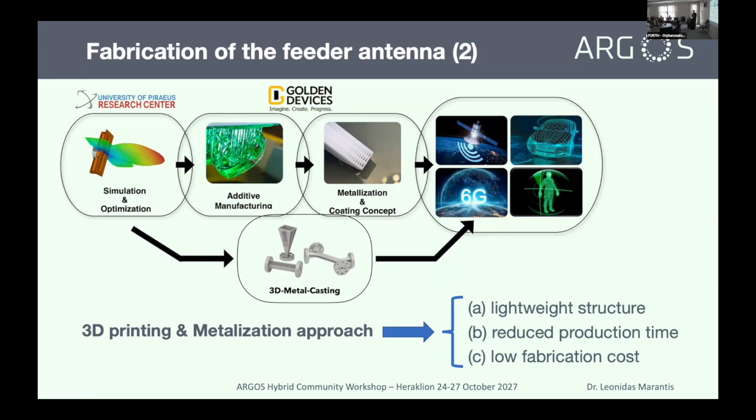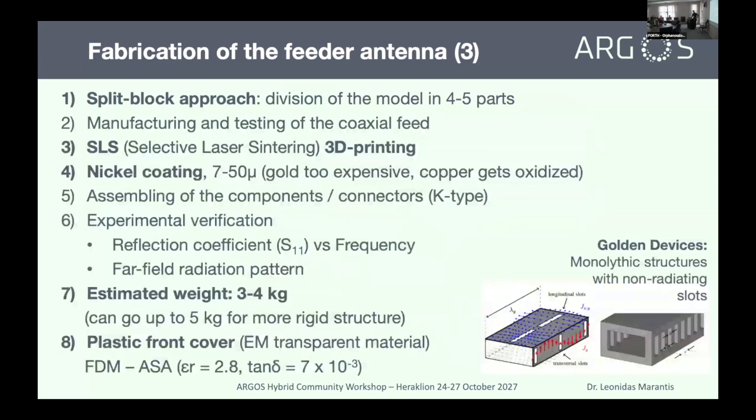The first one is the lightweight structure. The second one is the reduced production time, and the third one is of course the cost, which is quite critical for us. And these are the exact steps that we are going to follow in order to achieve this fabrication using 3D printing and metallization. First, we're going to follow a split block approach.